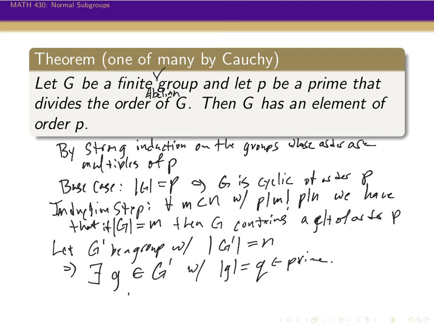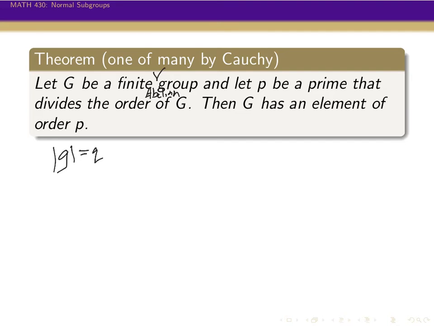Okay, so if Q equals P, we are done. On the other hand, let's assume that Q is not equal to P. So we're assuming that we have some element G in G prime, and the order of that is prime itself, but its prime order is not equal to P. Now we will use that G prime is an abelian group really to help us out.